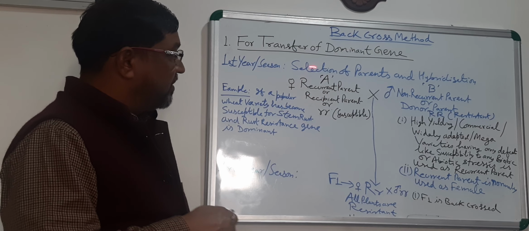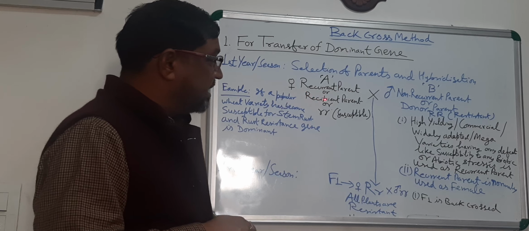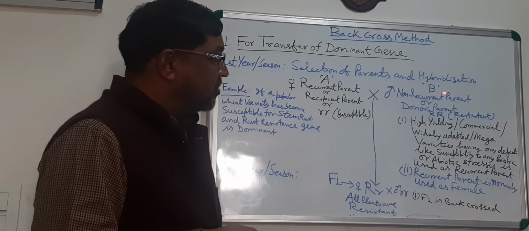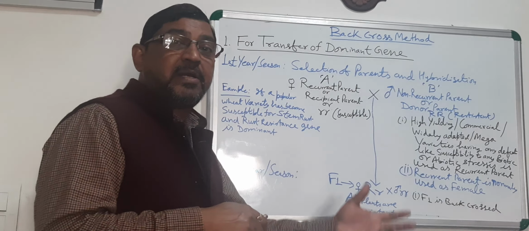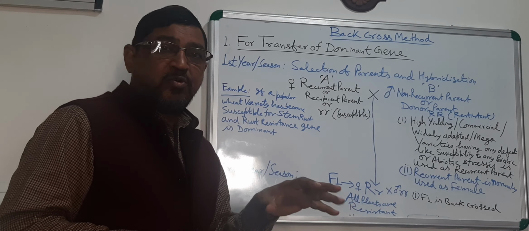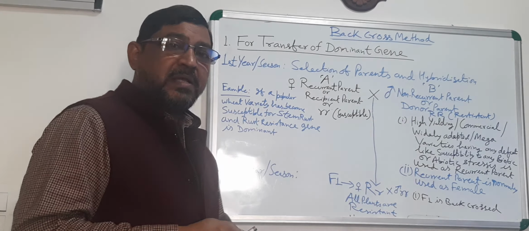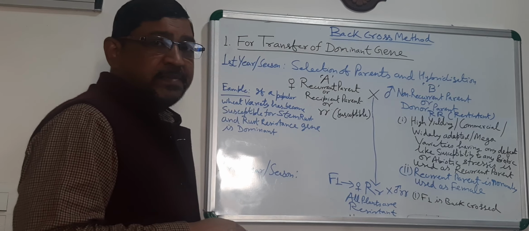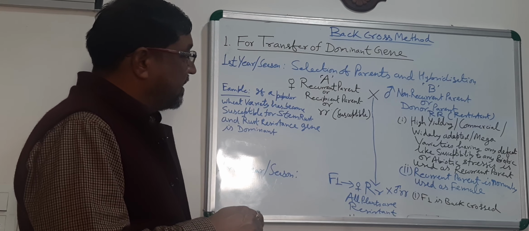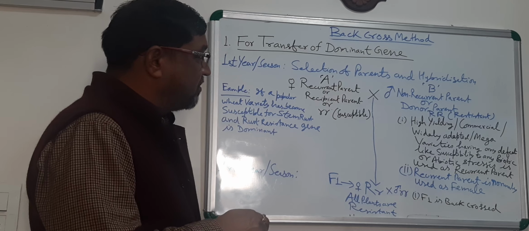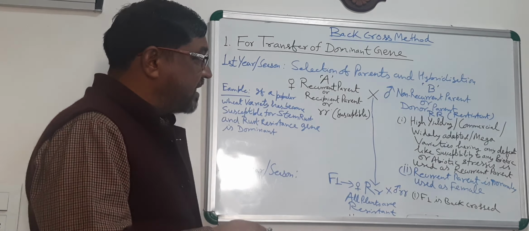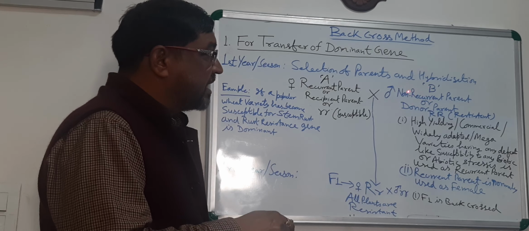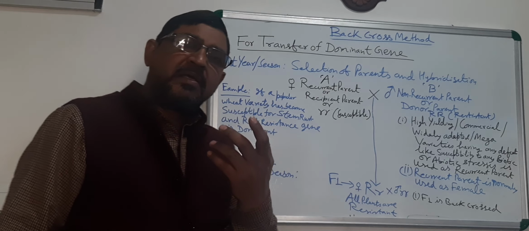Here I have given you, this is your recurrent parent, you can say recipient parent also. Here is the donor parent, you can say non-recurrent parent, because you are using it only once. The donor parent is used just as a pollinator in the first year, and after that you are not going to use that donor parent. So you have grown both the varieties side by side in the first year, emasculated parent A, taken pollen grains from parent B, and pollinated. Even a single panicle is enough.